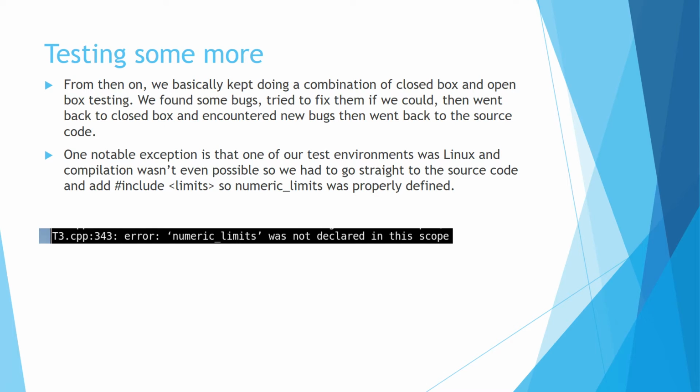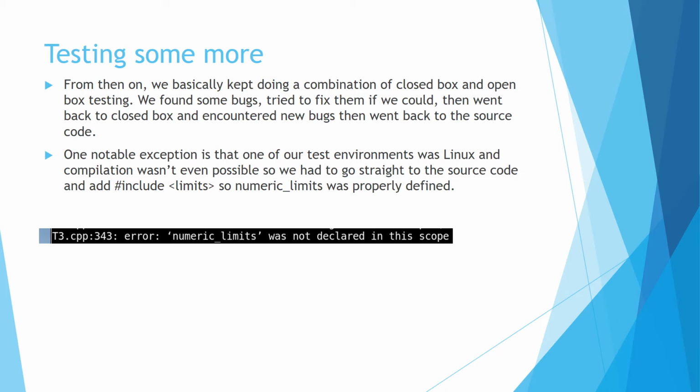Now, after doing some closed box testing and some open box testing, we basically just kept doing a combination of closed box and open box testing. During our original run of closed box testing, we weren't able to make it all the way through the menu systems without encountering crashes, so we couldn't exactly determine if the whole program worked correctly or not anyway. So we had to go into the open box testing and find some bugs, fix them if we could, and then we went back to the closed box testing and got deeper into the menu systems, and then encountered new bugs. Then we went back to the source code, and we just basically rinsed, repeated, found some errors in the file in and out and things like that.